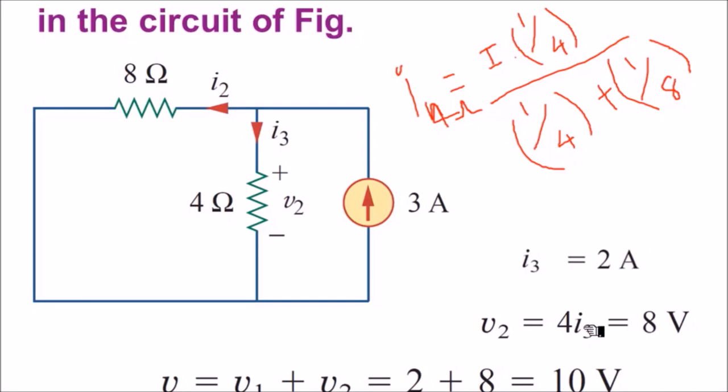Substituting 2 in the voltage equation, we have voltage V2 equal to 4 into I3, which is equal to 8 volts. So the voltage across the 4 ohm resistor due to the 3 ampere source is 8 volts. So what is the net voltage, or the consolidated voltage due to both sources? We have to add V1 and V2, which is equal to 2 plus 8, and the actual voltage across the 4 ohm resistor due to both sources is equal to 10 volts.